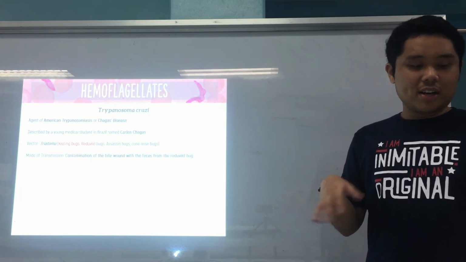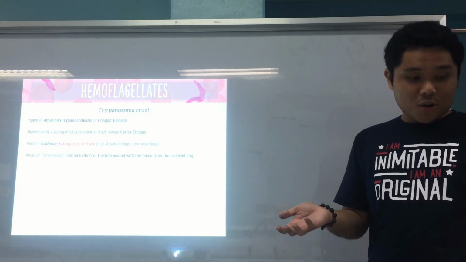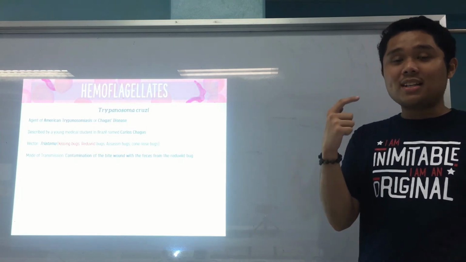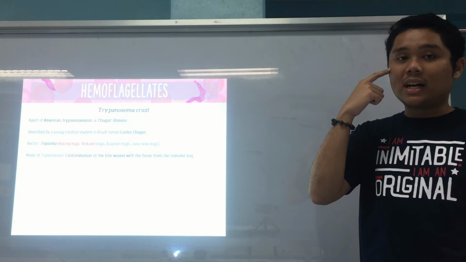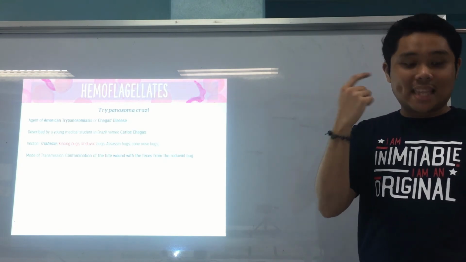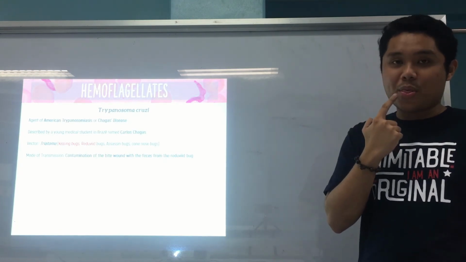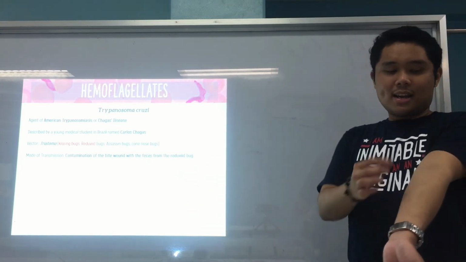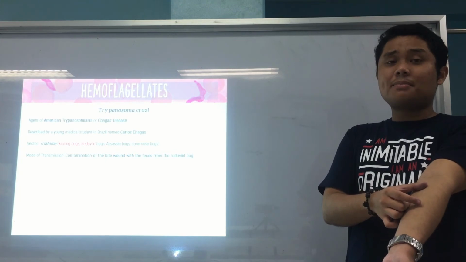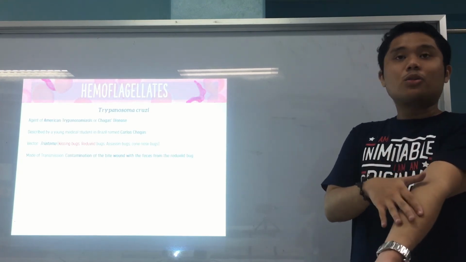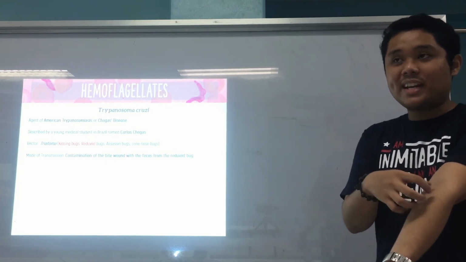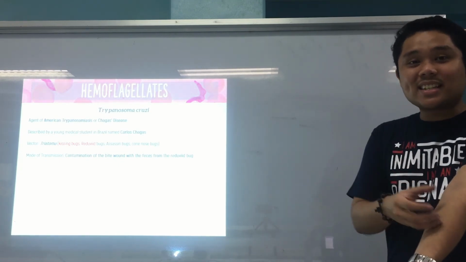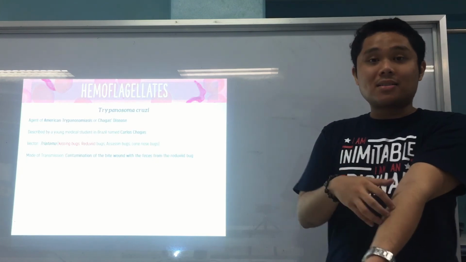Other modes of transmission are blood transfusion, sexual intercourse, transplacental transmission, and entry through the mucous membranes, if the bite of the bug is near a mucous membrane, like the eyes or near the mouth. But most of the time, it's contamination of the bite wound. For example, if the reduviid bug bites you on the skin, while biting or feeding on you, it defecates. And its feces contain the trypomastigotes.